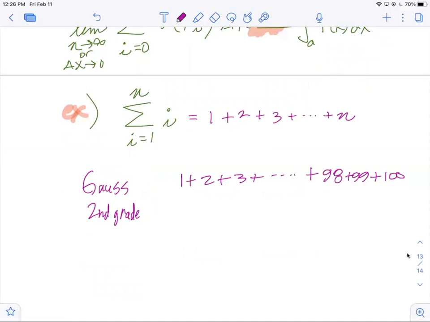Well, Gauss came up less than a minute later and showed him the answer. He had written on his slate board the number 5050, and he showed it to his teacher, and his teacher was like, what is that? And he's like, that's your answer. I guess the teacher didn't even know the right answer, right? He didn't expect anyone to answer it.